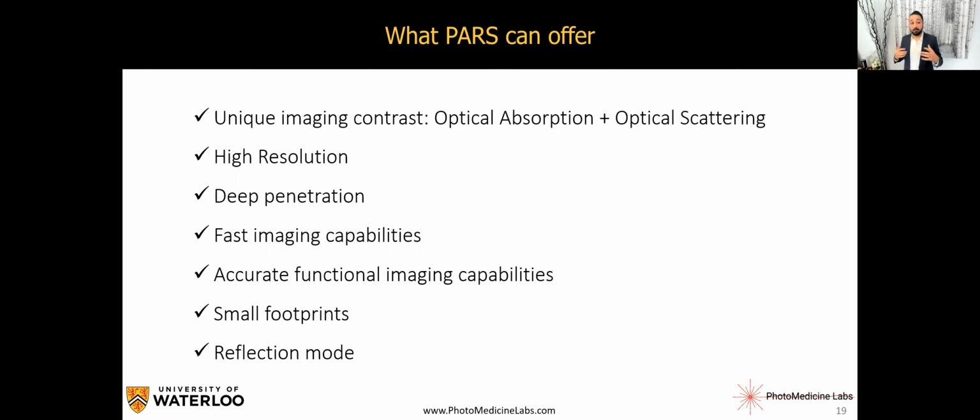Reflection mode means you excite from the top and you detect from the same surface, so it doesn't matter how thick the tissue is. In some optical imaging modalities, if you excite from one side, you need to detect from the other side, and that means the sample needs to be very thin. This is not the case for us, which is very important.